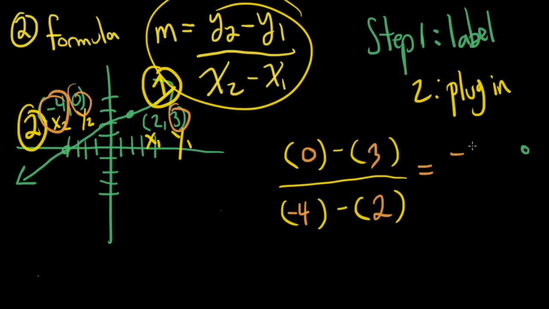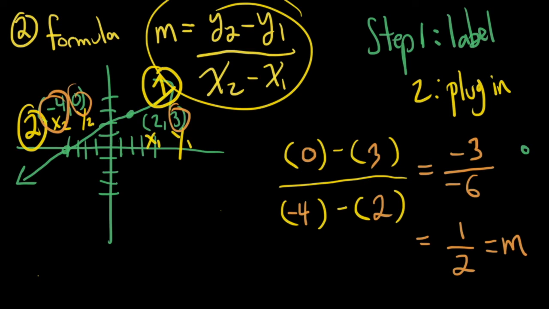What's 0 minus 3? It's -3. And what's -4 minus 2? That's going to be -6. This is a negative over a negative, so that's going to be a positive. I'm going to simplify it as well. So that's going to be a positive 1/2. So that is what my slope is going to be. I'm going to say it's m. So that's how we use a formula to plug things in.